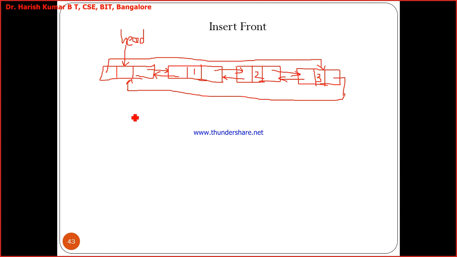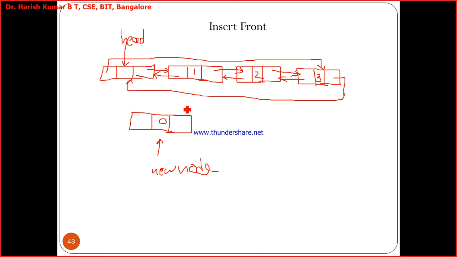Everything is done. So now let me take a new node. This is my new node. Say new is pointing to this. Say I have the info field as 0 here. Now I want to insert this here. Tell me what are the changes I've got to do.